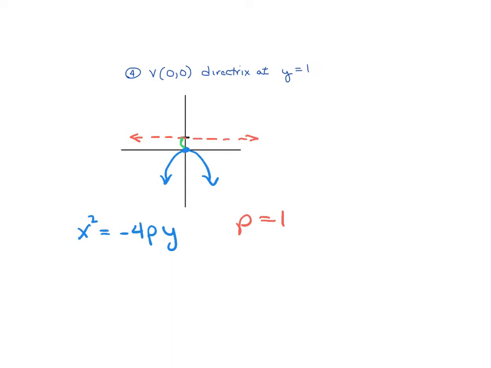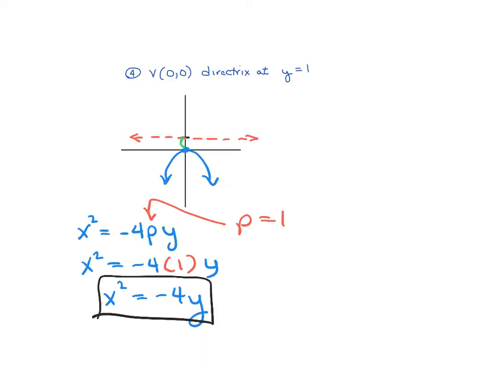So now I'm going to take that p-value, plug it in. X squared equals negative 4p y. I'm going to need negative 4 times 1, and then put the y. Now I'll just multiply it, and x squared equals negative 4y. And that is my equation given a vertex at 0, 0 and a directrix at y equals 1. Remember, when it's y equals a number, this is a horizontal line.